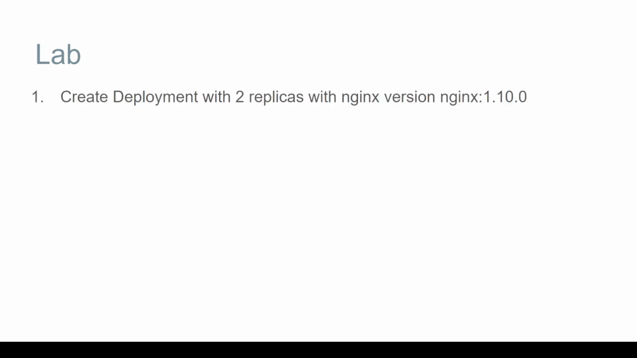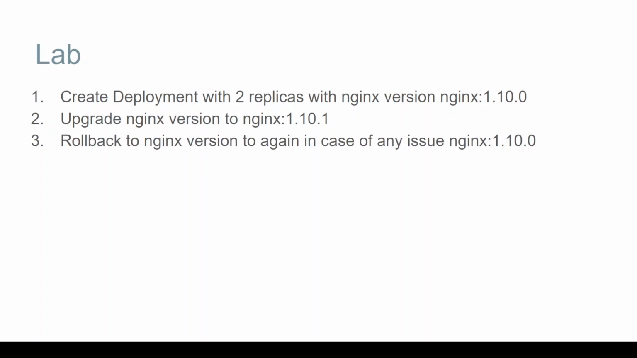Now we will see what we will learn in our lab. First we will create our deployment with two replicas and nginx version 1.10.0, and after that we will upgrade our nginx version to 1.10.1. Then we will roll back to nginx version 1.10.0 if we face any issue after upgrading to 1.10.1, and then we will delete the deployment. So let's get started with the lab.